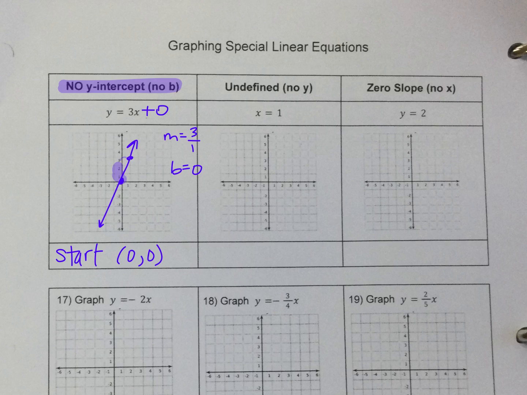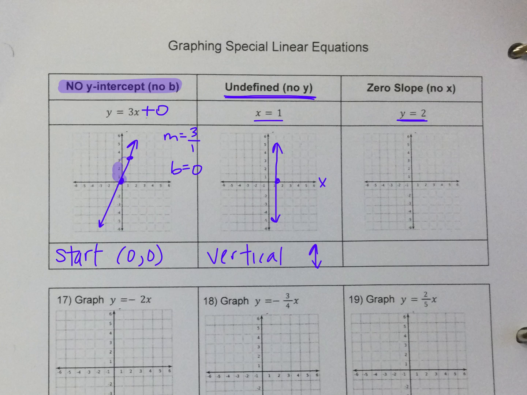All right. This is going to make an undefined line because there's no y. Remember that undefined lines are vertical lines. So this is my x line, side to side. I'm going to put a dot on the 1. And it is undefined, so it goes up and down like that.